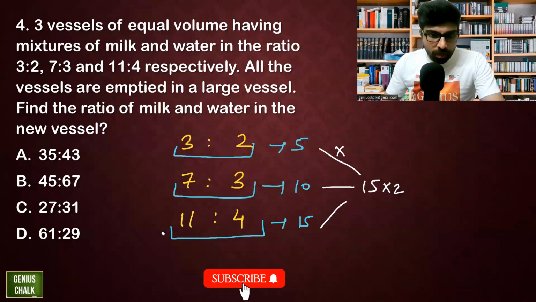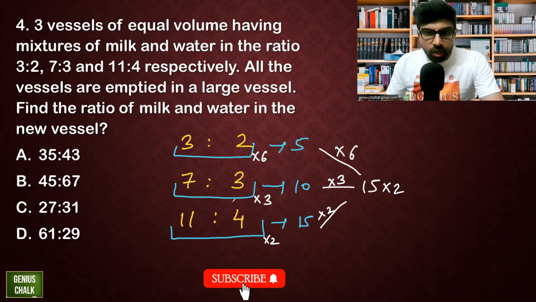So 5 has to be multiplied by 6. This has to be multiplied by 3. This has to be multiplied by 2. That means this ratio is multiplied by 6, this is multiplied by 3, this is multiplied by 2. So let's multiply and get the result.